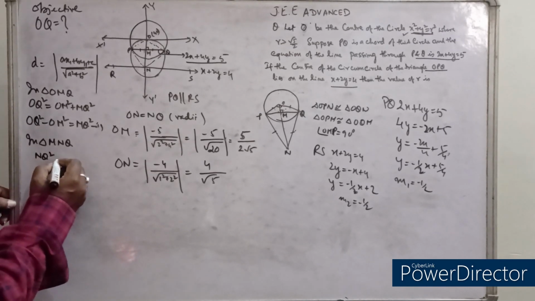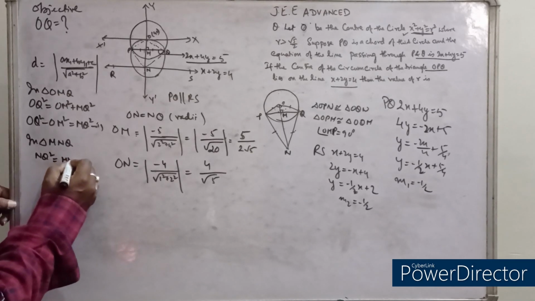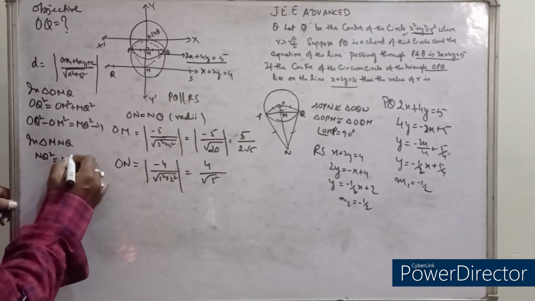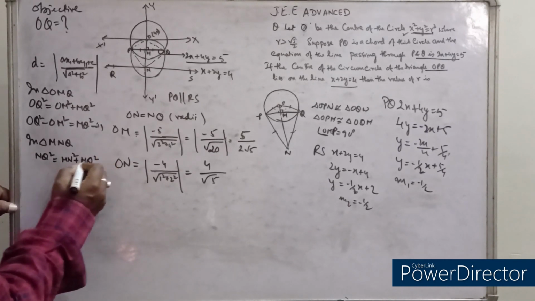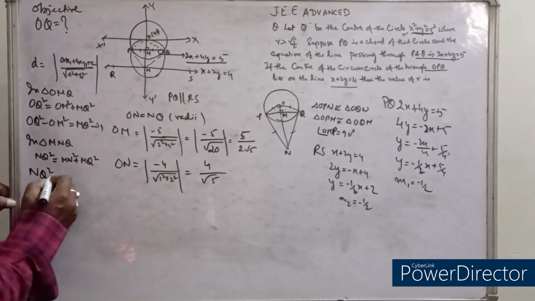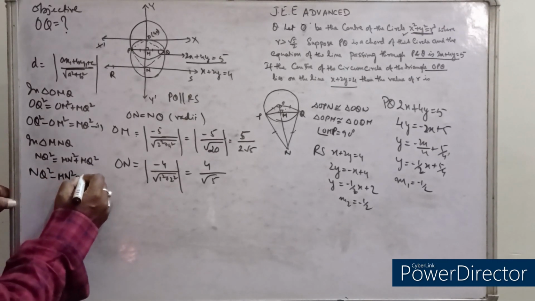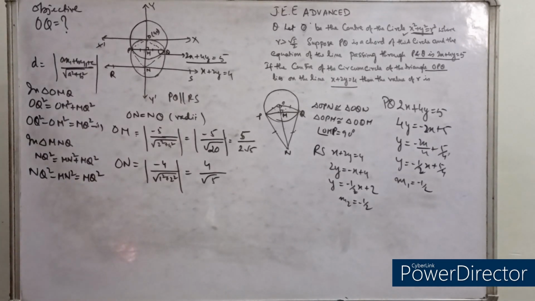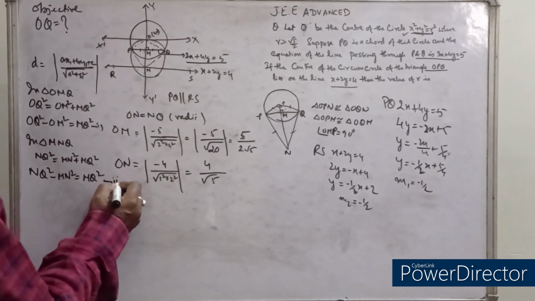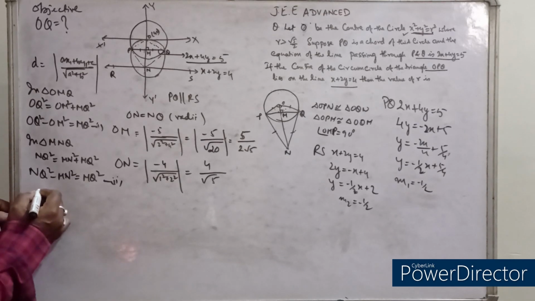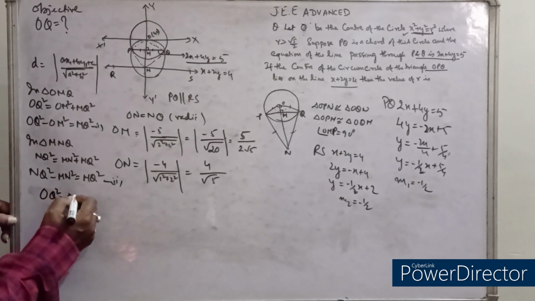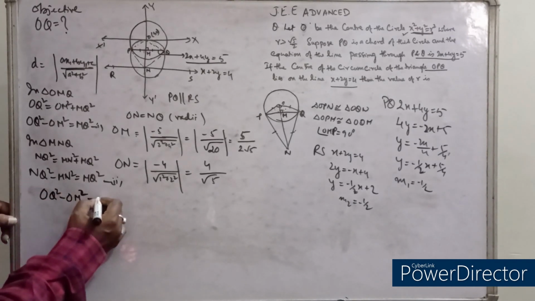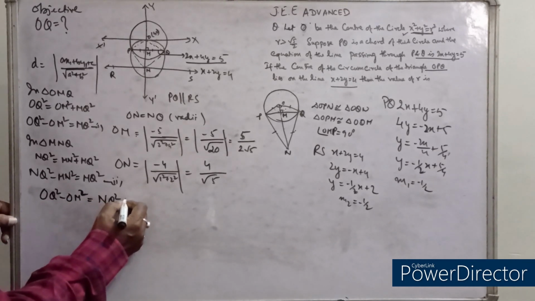And if you go for this triangle, that is MNQ, you find that NQ square is equal to MN square plus MQ square. So here NQ square minus MN square will be equal to MQ square. This is equation 2. So from 1 and 2 you get that OQ square minus OM square is equal to NQ square minus MN square.